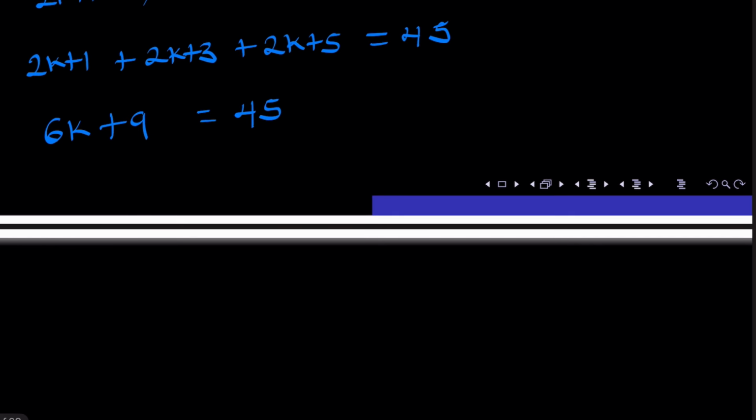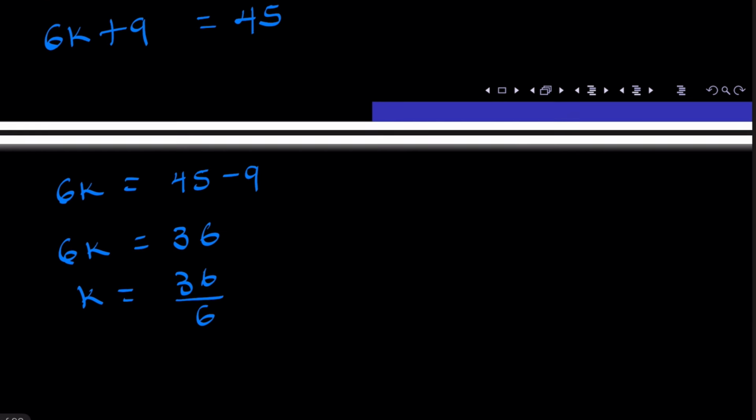And so we simplify and group terms. So that will be 6k is equal to 45 minus 9. And here is going to be 6k is equal to 36. And so we are going to have k will be equal to 36 divided by 6. And so k is equal to 6.